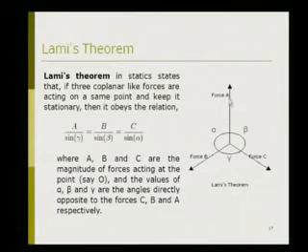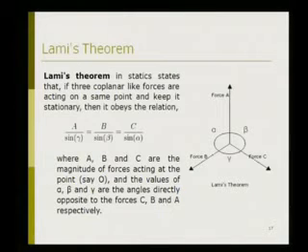Then force A upon sin gamma is written. That means the sine of the angle made by the other two forces, force B and C. So A divided by sin gamma is equal to force B divided by sin beta. This beta is the angle made by force A and force C, which is equal to C upon sin alpha. So force C upon sin alpha, where alpha is the angle made between force A and force B.